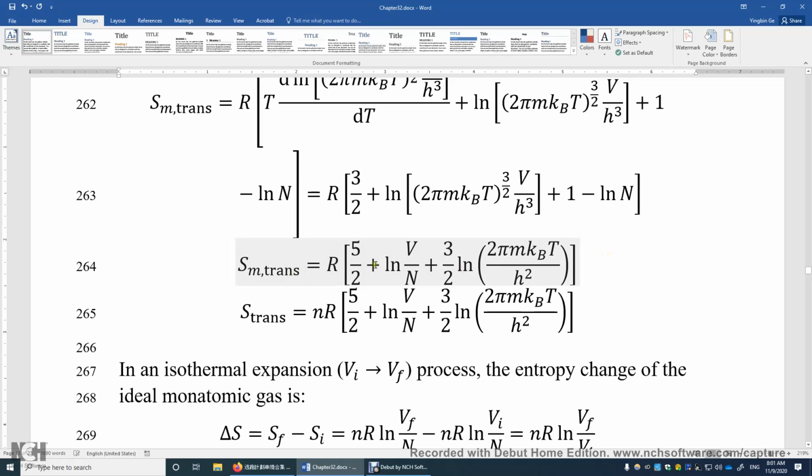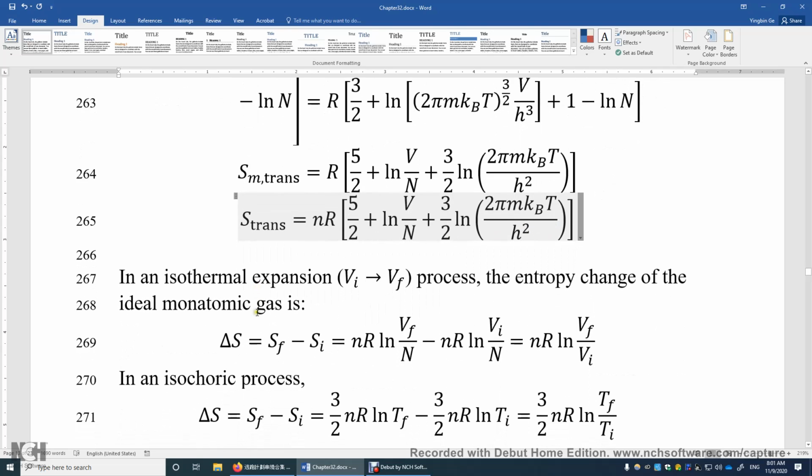And then if we multiply both sides by the number of moles, we get the translational entropy. The translational entropy is just NR times the sum of two terms: 5/2 plus Ln of V over the number of particles, plus 1.5 times the logarithm of 2 pi m kB T over h squared.